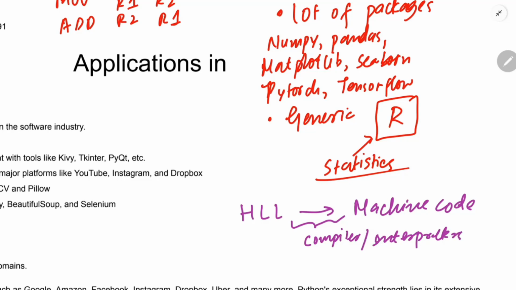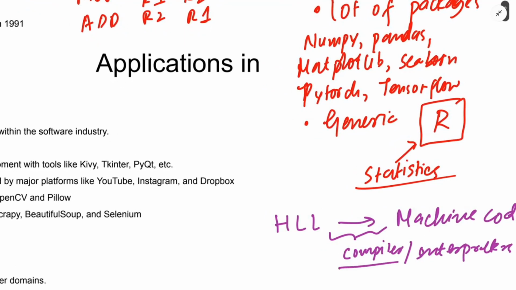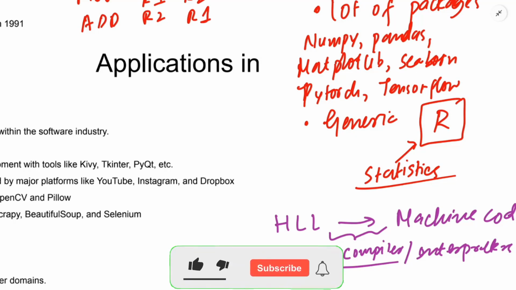People who have done their bachelor's might have had a subject called compiler design, on how these compilers are designed. In compilers there are a lot of phases: lexical analysis, then semantic analysis, then formation of parse trees and things like that. I don't want to go into those details, but just to make you understand that high level languages are to be converted into machine code, and in between there's a stage called compilation or interpretation.